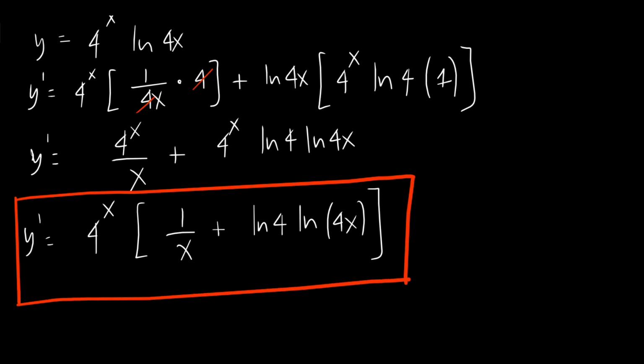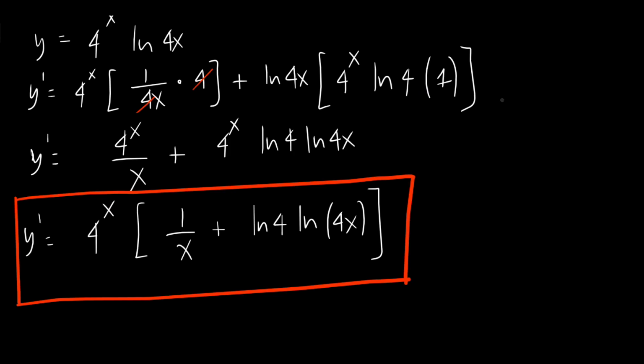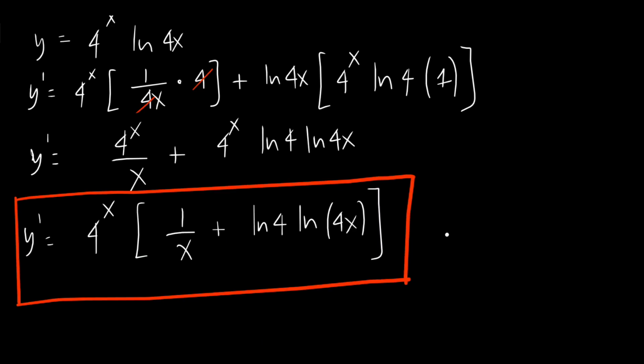Let's check if our answer is correct. 4 raised to x times 1 over x plus ln of 4 times ln of 4x. Our answer here is correct. Let's proceed to another number.